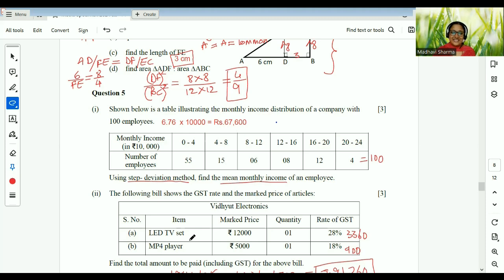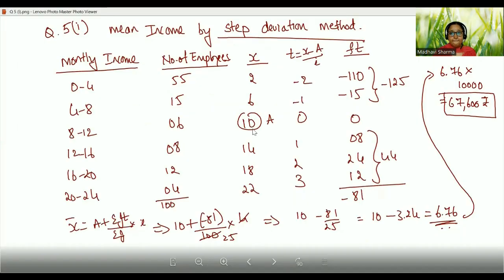Let me show you the mean monthly income, the step deviation method. Here, I have taken 10 as the assumed mean. So my sigma fd is minus 81. You can do it with 14 also. One of my students did with 14 and definitely he also got the correct answer. So X bar, that is mean, is this. I have just substituted, children. 6.76. See? 6.76 into 10,000. So 67,600 is the answer.